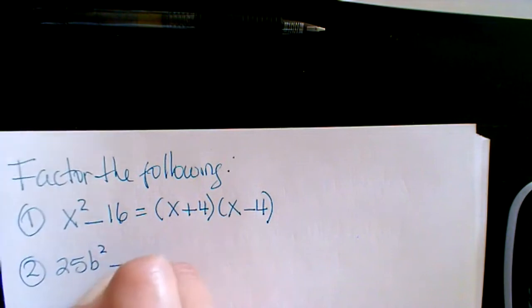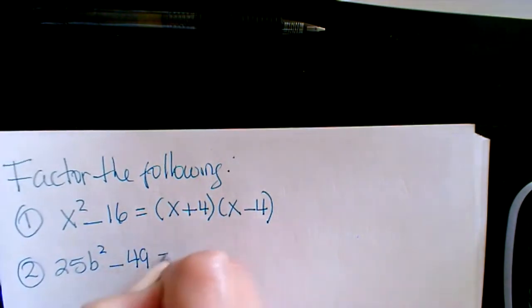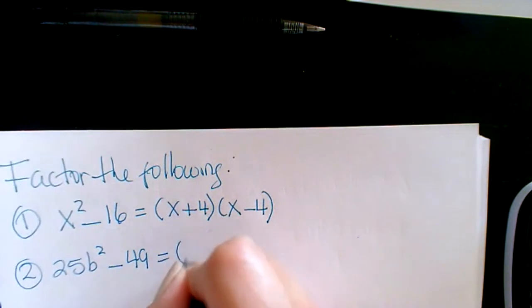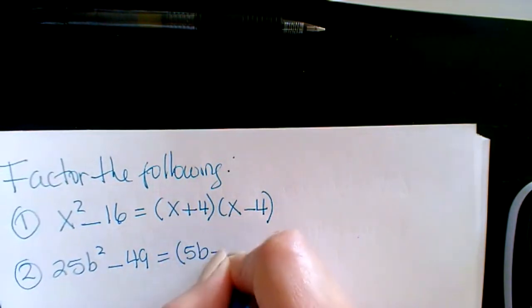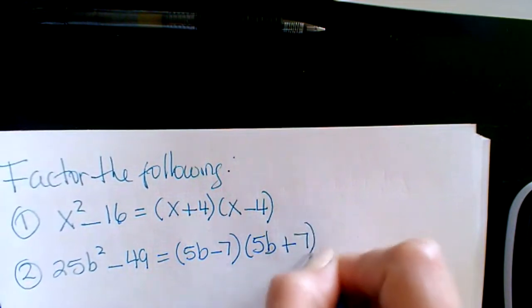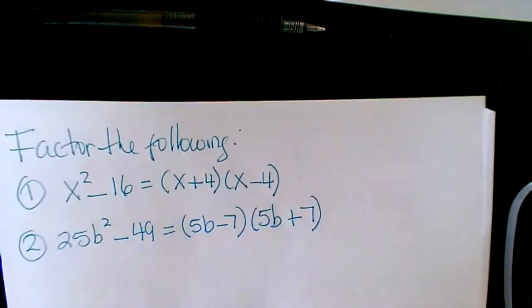Now, 25b squared minus 49. Okay, this is going to be 5b minus 7 and 5b plus 7. Okay?